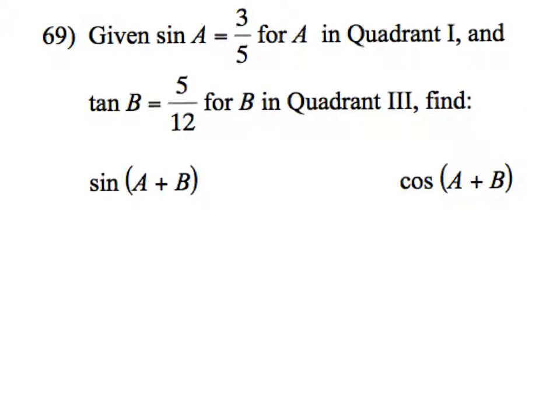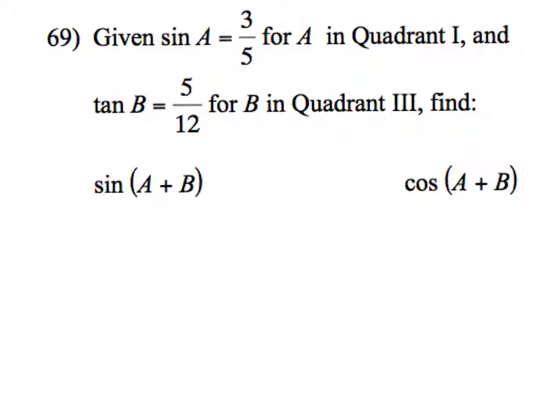Okay. This is the harder version of dealing with these sum and difference identities. In working with this, what we're going to have to do is some work with triangles before we can actually use our identities. So first things first, based on sine of A in quadrant 1, I've got to find some triangles. So let's make a triangle. We're going to call this A. So sine of A is 3/5.